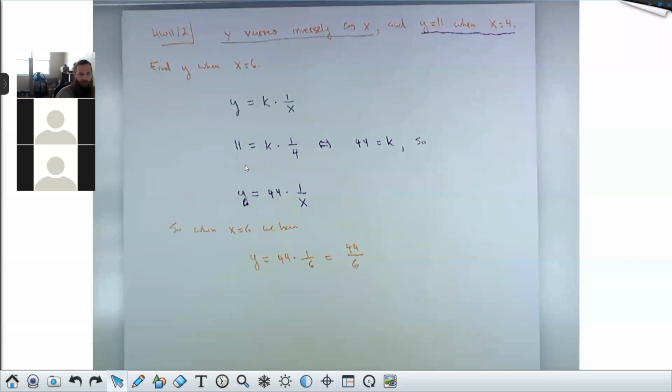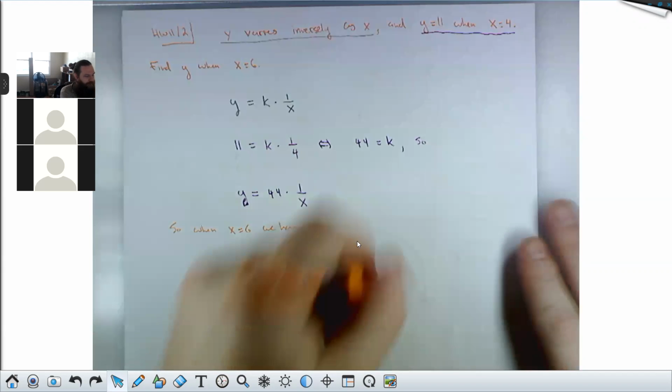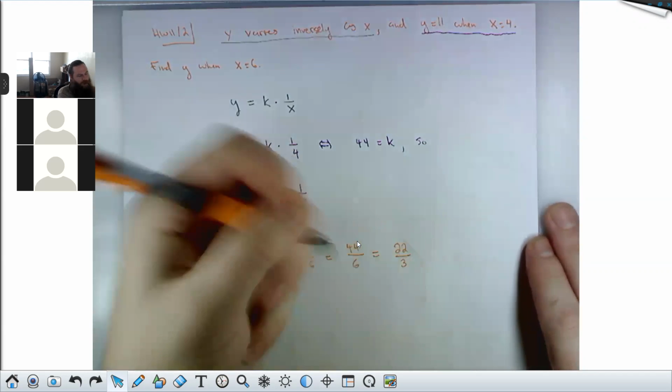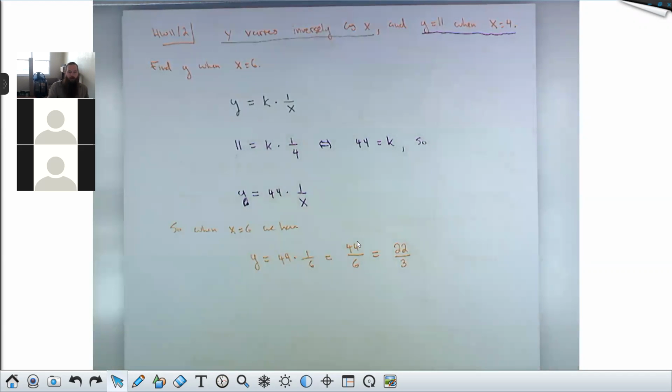Now 44 is not divisible by 6. 48 is divisible by 6. 42 is divisible by 6. 44 is not. However, they do have a common factor. This is the same as 22 over 3 if you divide top and bottom by 2. So this is kind of as simple as one of these problems can get. Are there any questions about any of these one steps? When I say simple, I don't mean they're trivial. It's just good practice with the notation and the language.